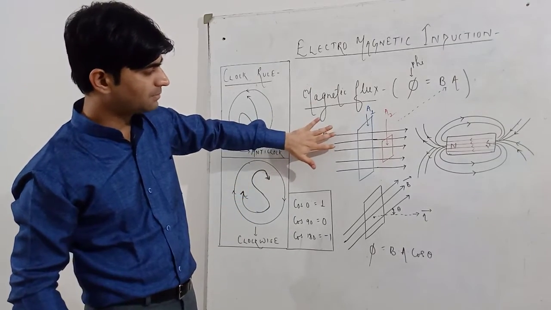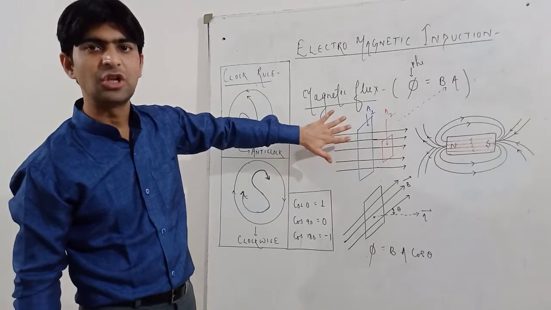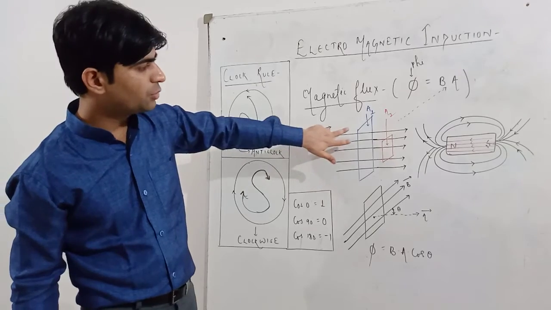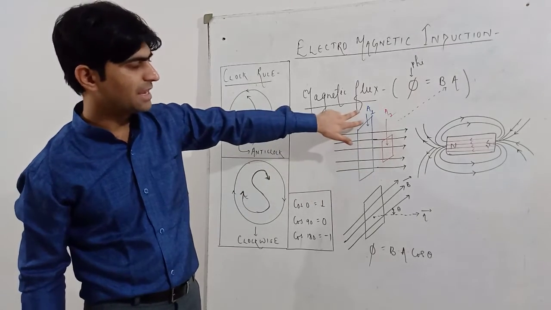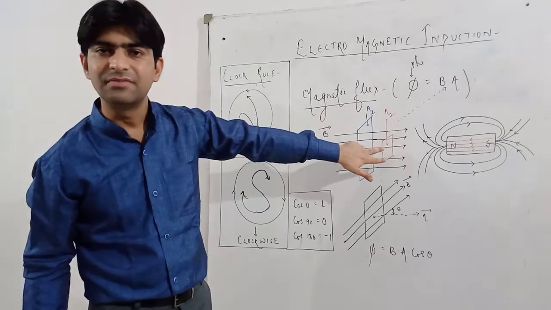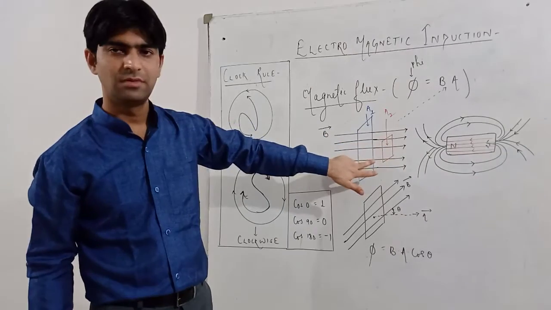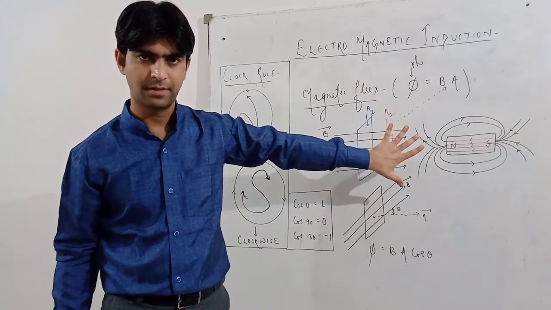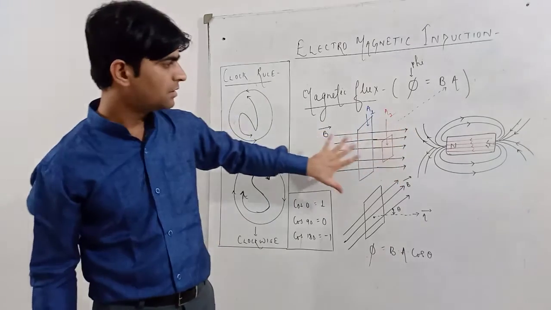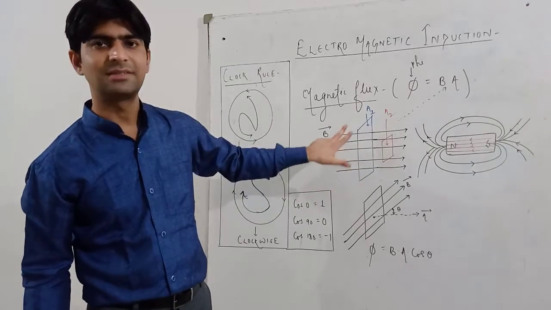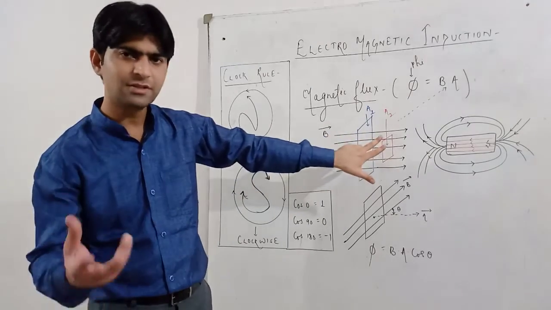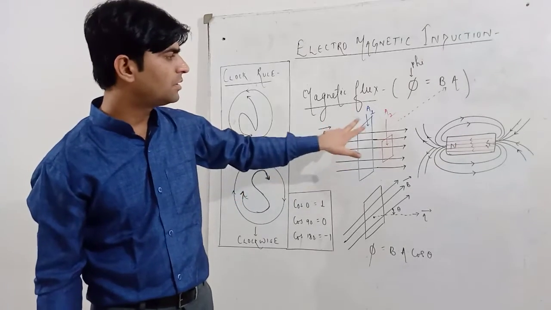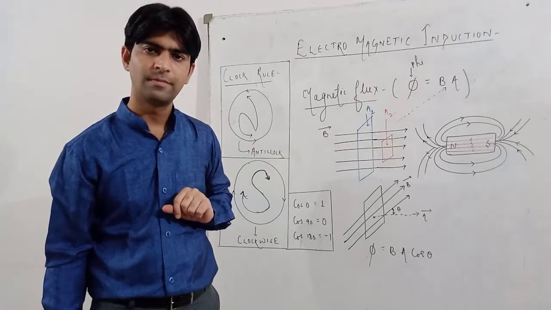Suppose the black arrows I have drawn indicate the uniform magnetic field, indicated by B vector. Here I have drawn two areas. One is in blue, marked A1, and the second is in red, marked A2. Now if you see, these magnetic field lines are crossing both areas, A1 and A2. But since A1 is large as compared to A2, obviously a larger number of magnetic field lines cross through A1 as compared to A2.